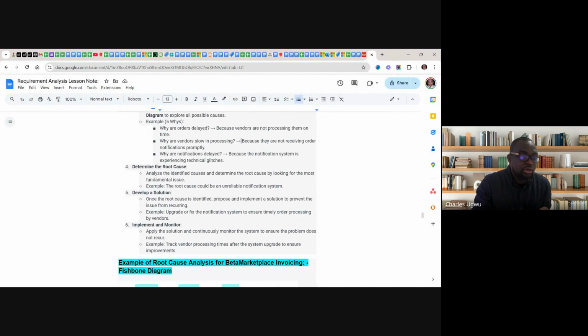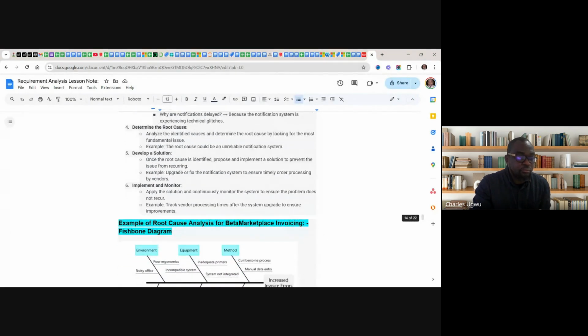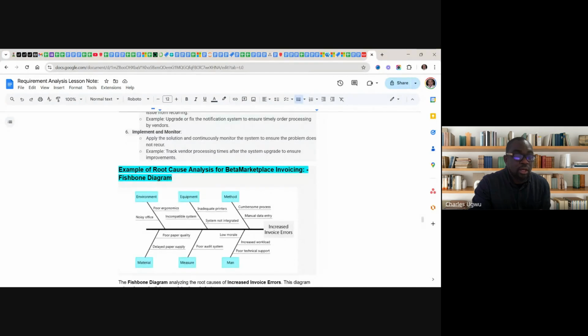Once that is done, the next step is to implement and monitor: apply the solution, and continuously monitor the system to ensure the problem does not occur again. Example, track vendor processing time after the system upgrade to ensure improvement. Okay, and this is another way to do root cause analysis.